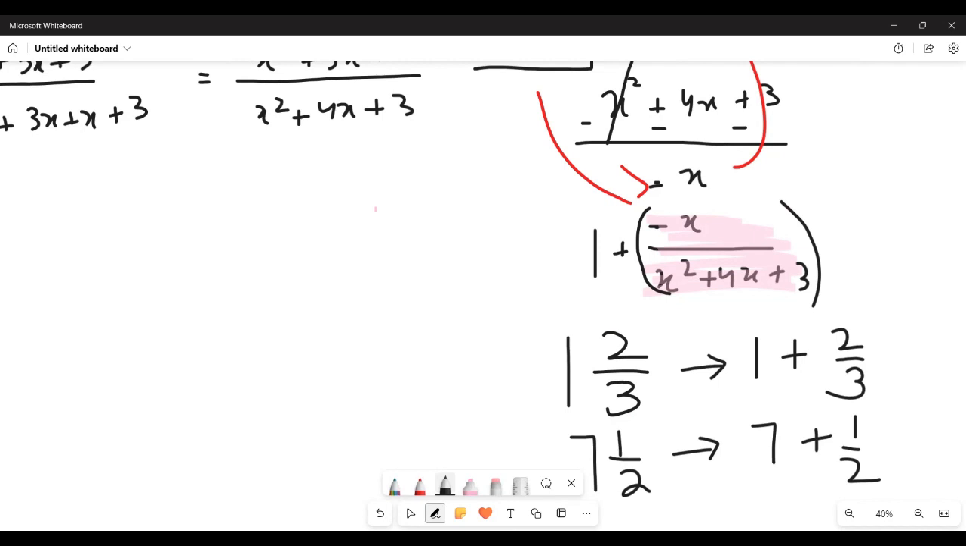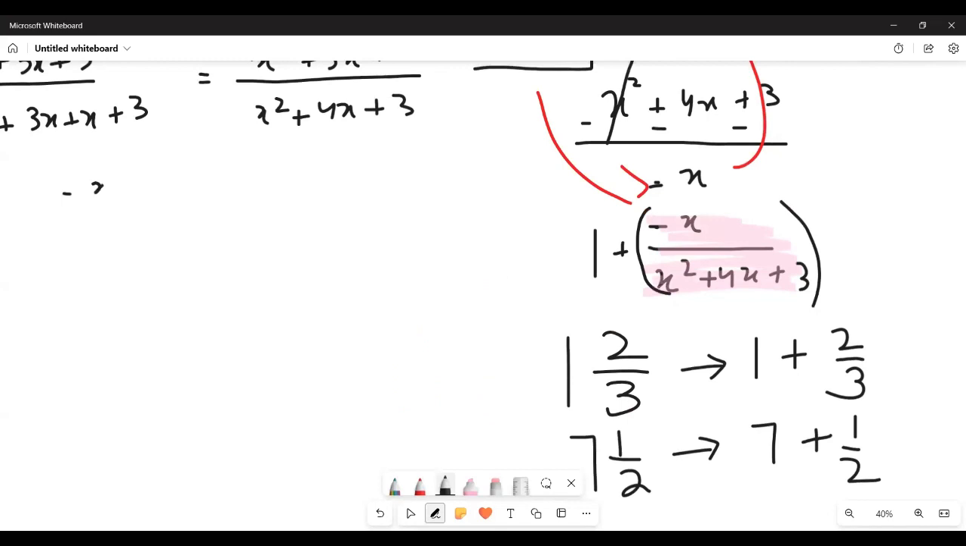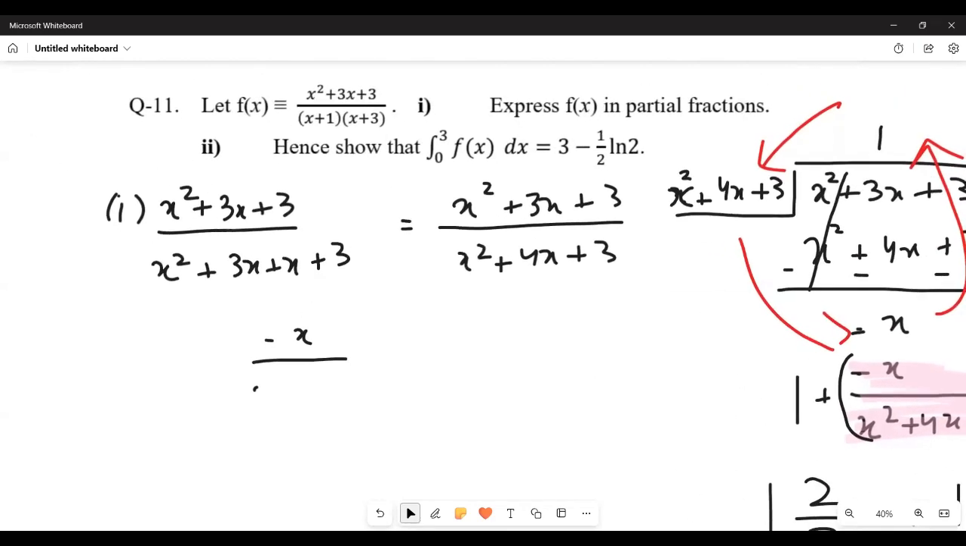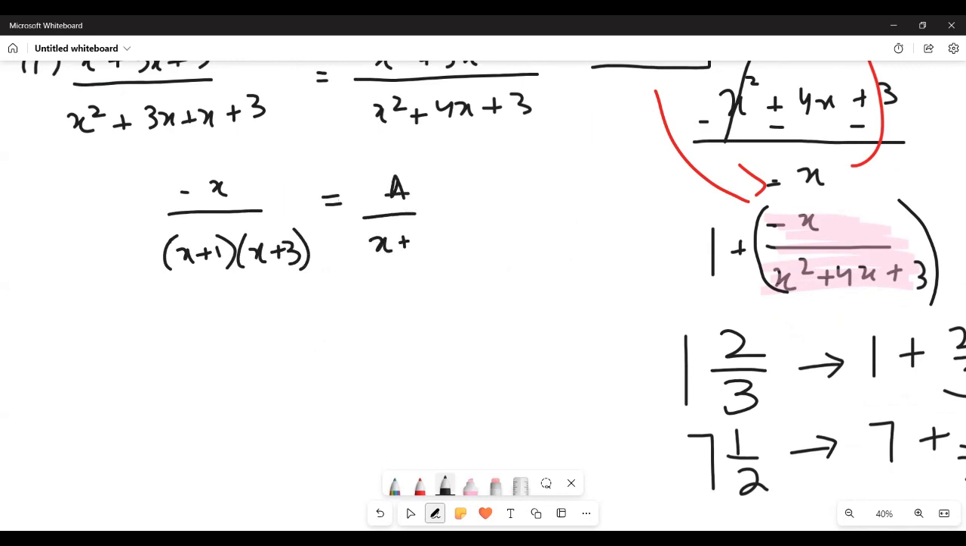ओके, सो लेट्स स्टार्ट। Going to be -x upon, write the denominator in factorized form, which was x+1 and x+3. So factorized form में दोबारा लिख लिया. Now this would be equal to A upon x+1 plus B upon x+3. LCM ले लेते हैं.